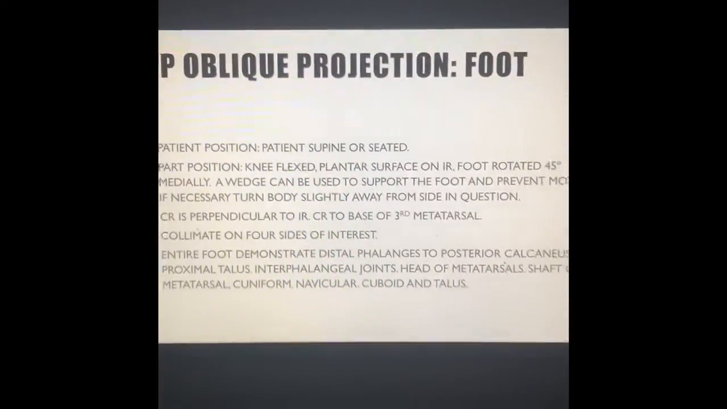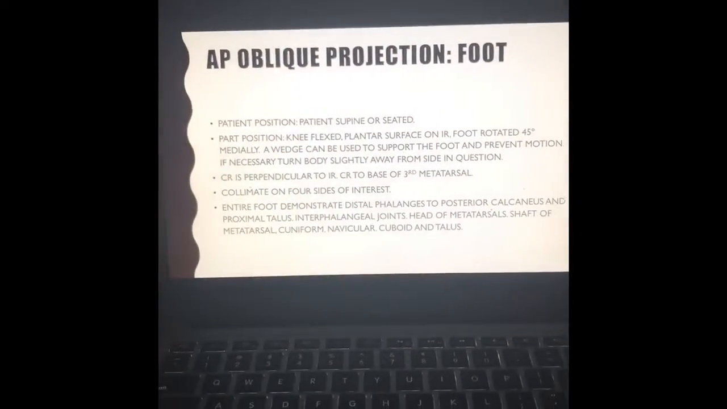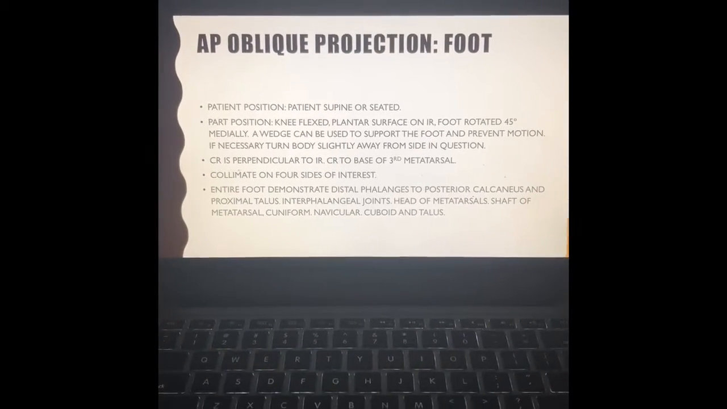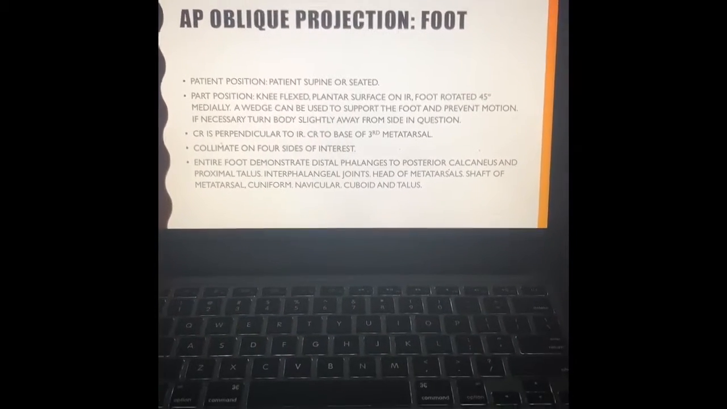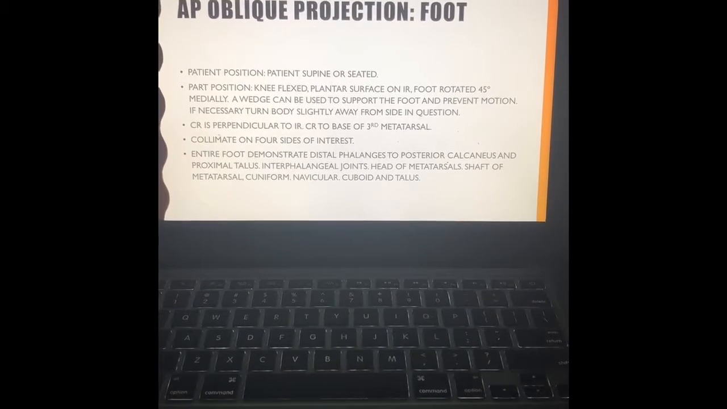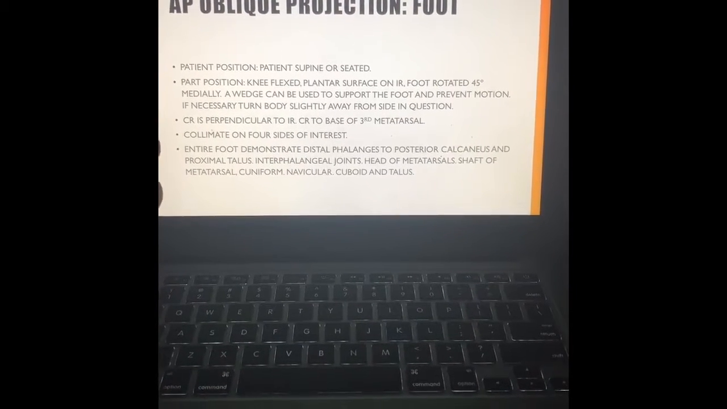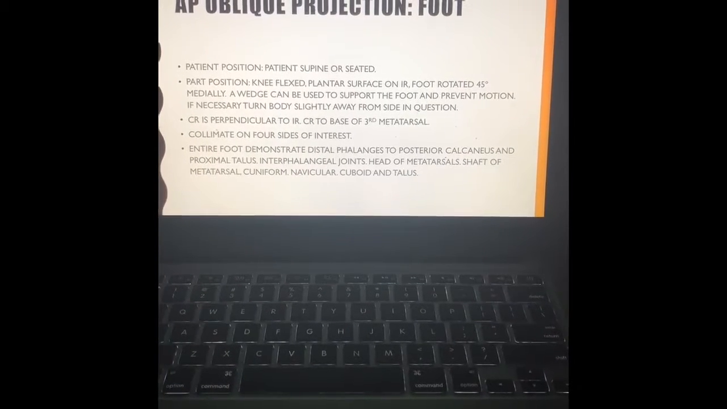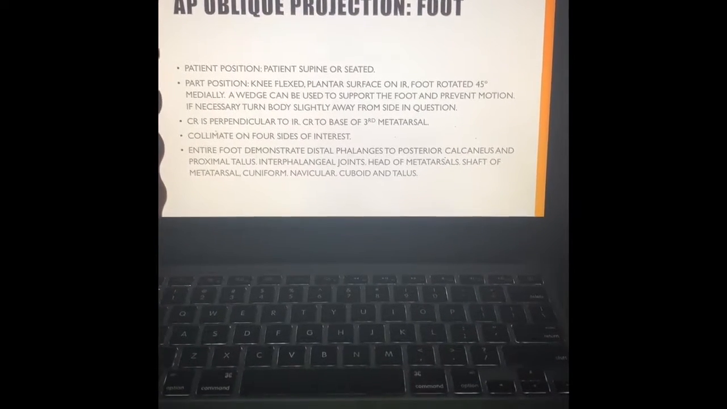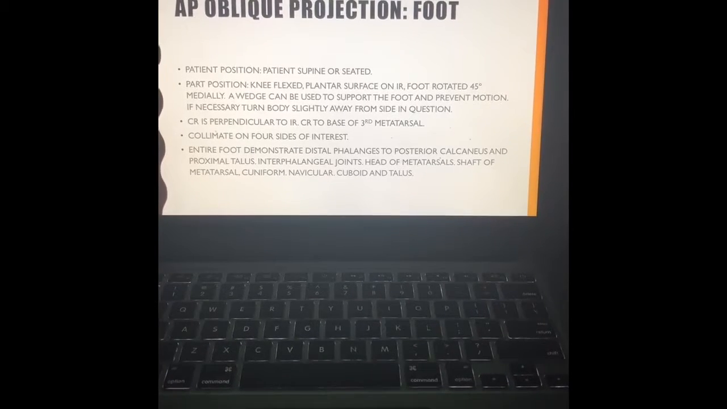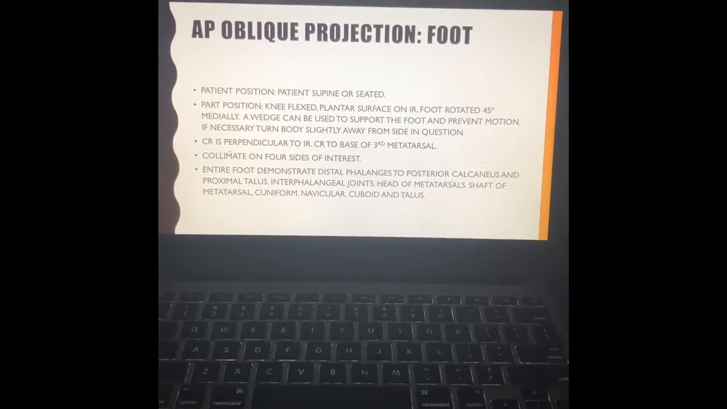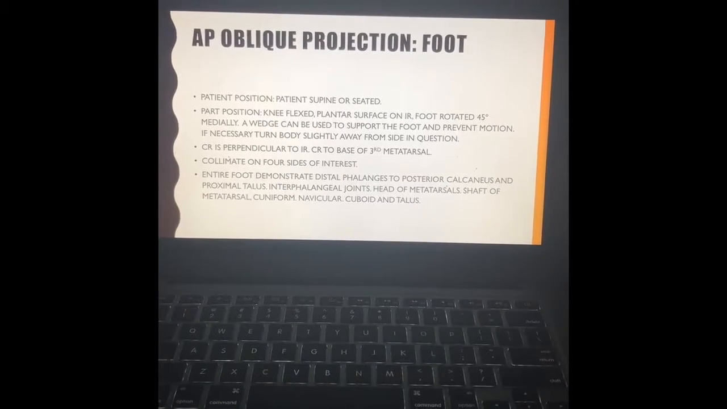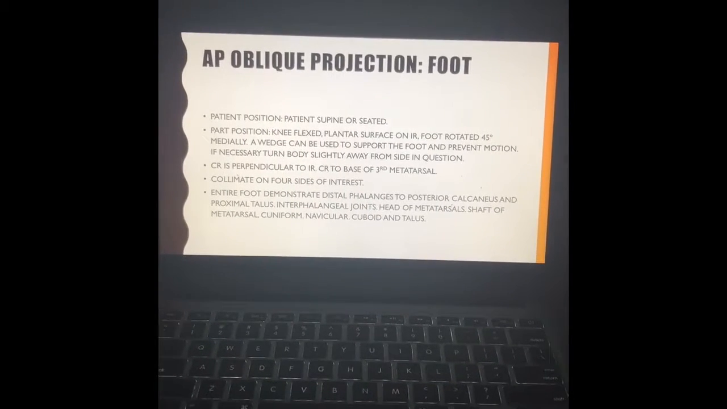The AP oblique projection of the foot. Patient position. Patient is supine or seated. Part position. The knee is flexed. Plantar surface is on IR. The foot is rotated 45 degrees medially. A wedge can be used to support the foot and prevent motion. If necessary, turn body slightly away from side in question.